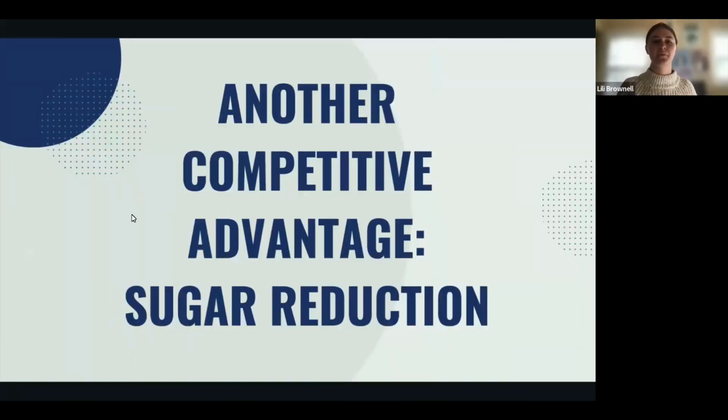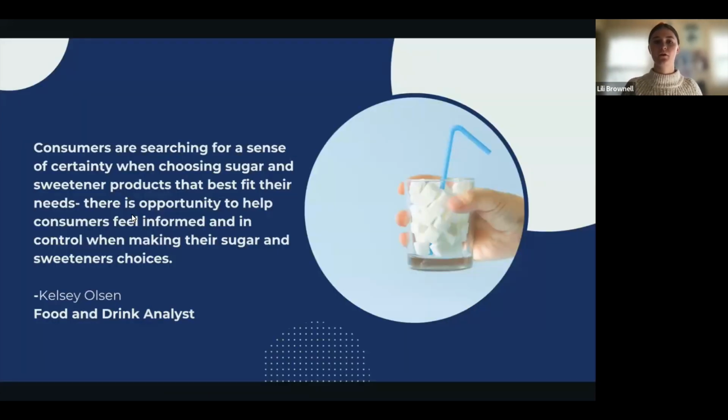Although SodaStream has been focusing the majority of their campaigns on having less plastic waste, they also hold another competitive advantage of allowing users to reduce their sugar consumption. According to the food and drink specialists at Mintel, consumers want more certainty in the sugar they consume in beverages, and there's opportunity to help consumers feel informed and in control.